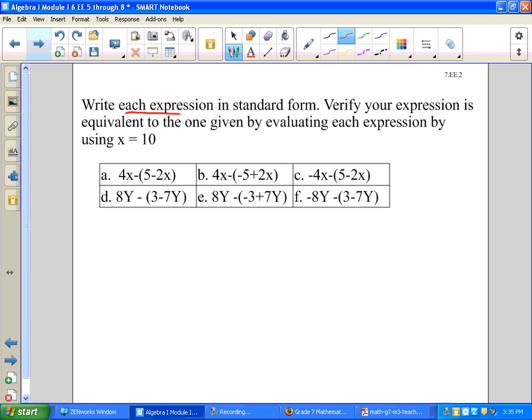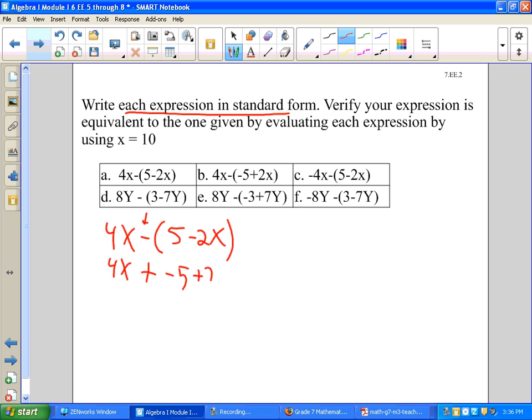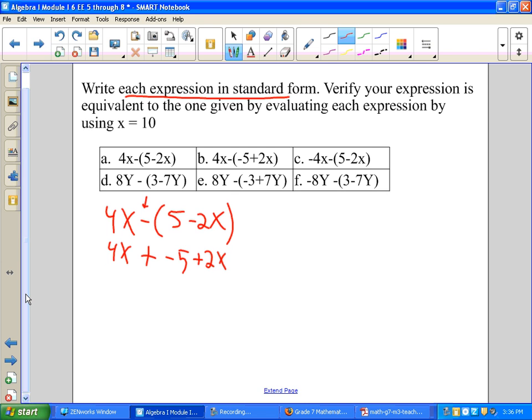What does that mean? Write each expression in standard form. 4x minus 5 minus 2x. Getting rid of the parentheses, we have to change the negative to a positive, the minus to a plus. The first thing always stays the same. Now, we got rid of the parentheses. So the positive 5 has to become negative 5. The negative 2x has to become positive 2x. I can combine like terms. I have positive 2x's in that pile. I have positive 4x's in that pile. So it's the same as 6x's. Adding a negative is just like subtracting.